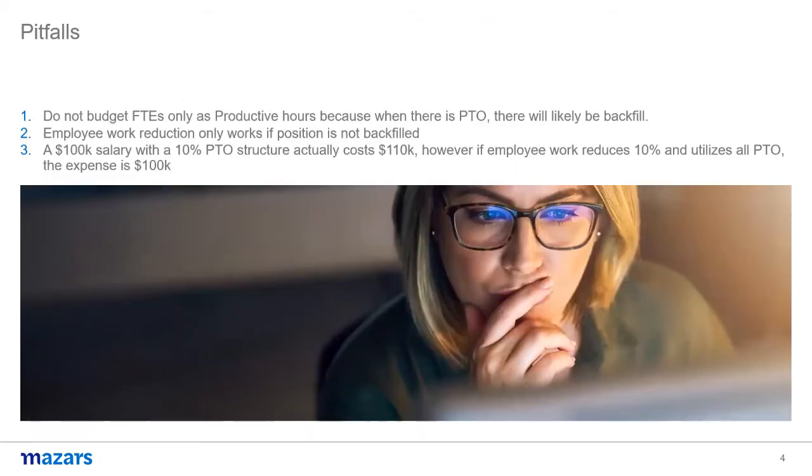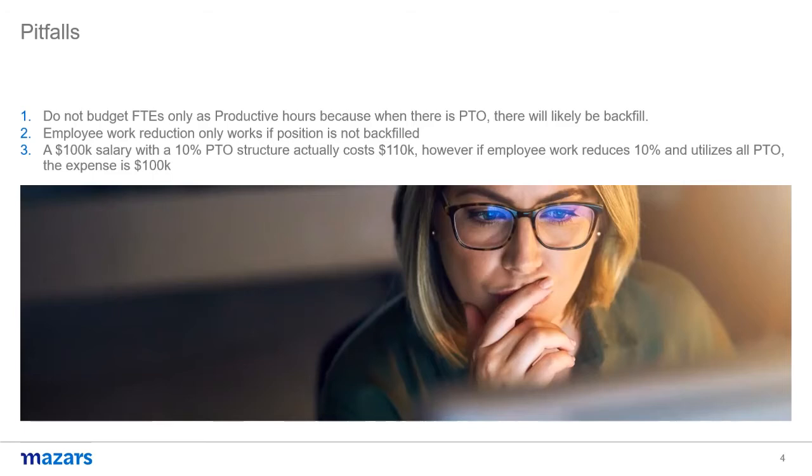Because we have the 2,080 hours a year, we also have to consider some pitfalls that I've seen happen when it comes to budgeting. When you have a 1.0 FTE, you don't want to budget them as lower than a 1.0 because you're anticipating work reduction, because no one works 2,080 hours a year, everybody takes PTO. That 1.0 FTE is going to be inclusive of that PTO time, which you're going to put into your budget.